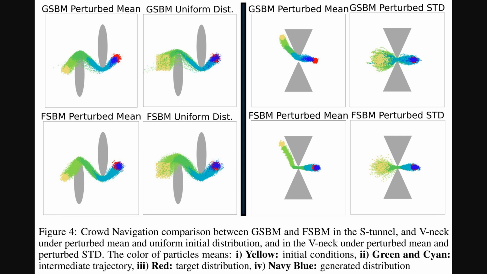Alright, so these key points help guide the transformation. Now, this figure really shows this in action with a crowd navigation task, which is essentially guiding a group of data points through tricky obstacles, like an S-tunnel or a V-neck shape. We see how Feedback Schrödinger Bridge Matching, on the bottom, compares to another method, GSBM, on top. Especially under perturbed conditions, meaning the initial yellow starting points are a bit scattered or off-center, Feedback Schrödinger Bridge Matching generates much smoother paths, leading the navy-blue generated points effectively to the red target, unlike the more dispersed results from GSBM.